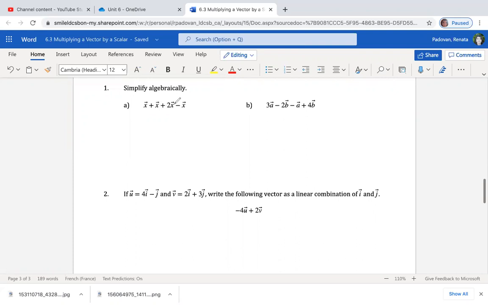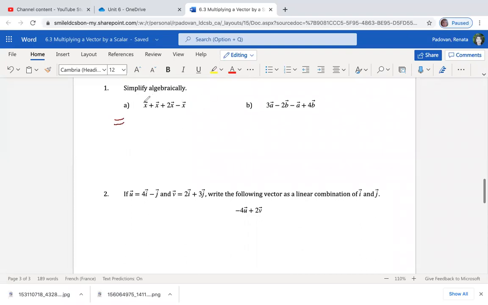Plus the same vector x, but a scalar multiple of 2, twice the size. And then I have another vector x, the same length as the first two, but it's going in the opposite direction. So vector x plus 2 vector x minus 1 vector x. And again, there is a 1 in front there if you want to write that in. It's the same thing as grade 9, guys. We're just collecting like terms.